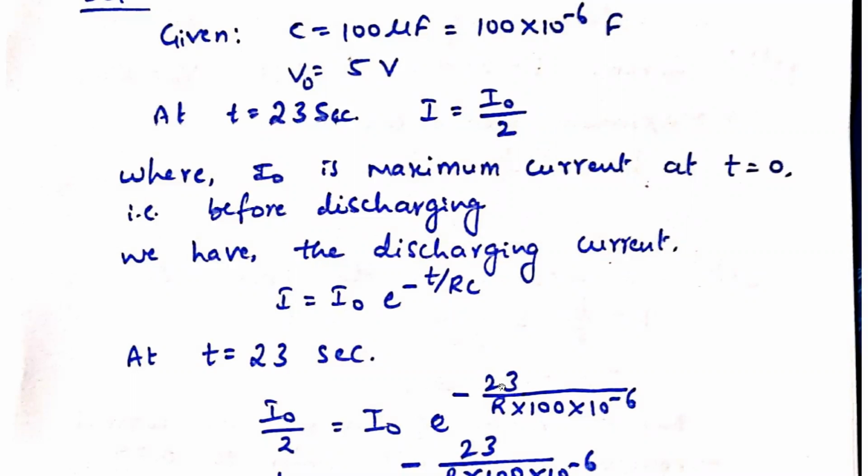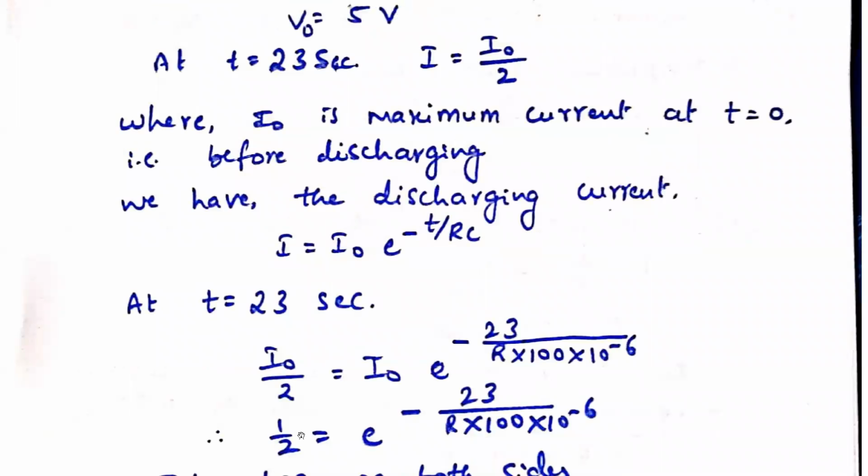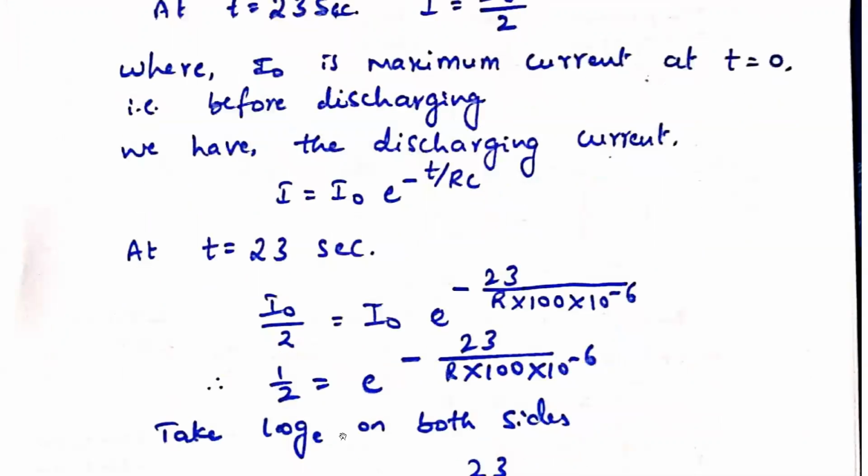T is 23 seconds. I0 I will keep as it is. At 23 seconds, current will be I0 by 2. So the left hand side will be I0 by 2. So I0 gets cancelled, and on the left hand side you will get half, equal to e to the power minus 23 divided by R into 100 into 10 to the power minus 6. I will keep it as it is. Now take log on both sides. Take log to the base e on both sides.